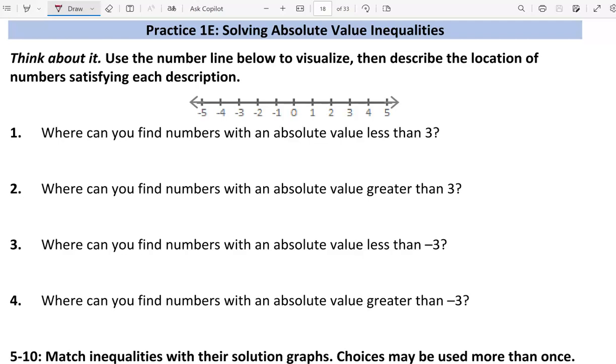Reviewing the homework for Practice 1E. Some think about it questions. We can use the number line here to visualize. Where can we find numbers that have an absolute value less than 3?